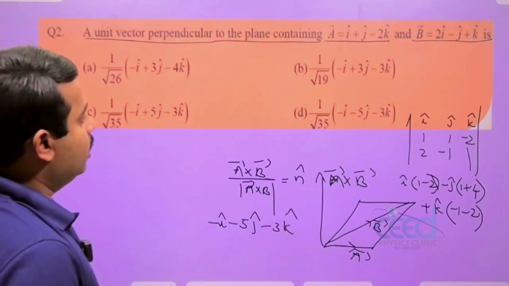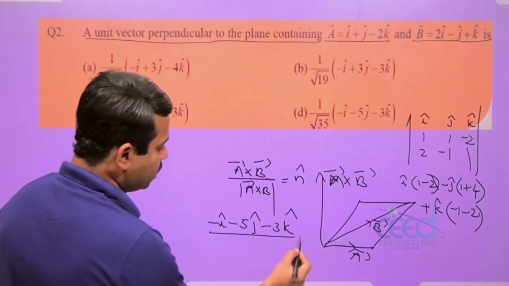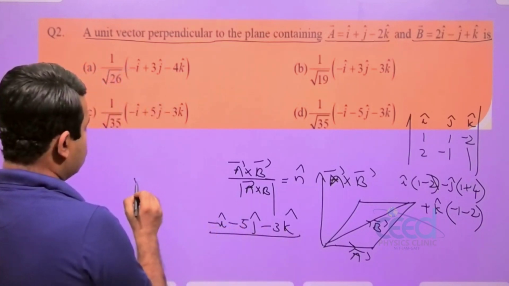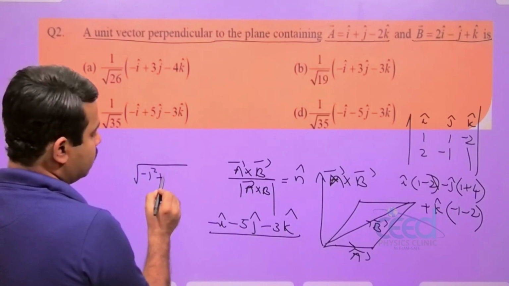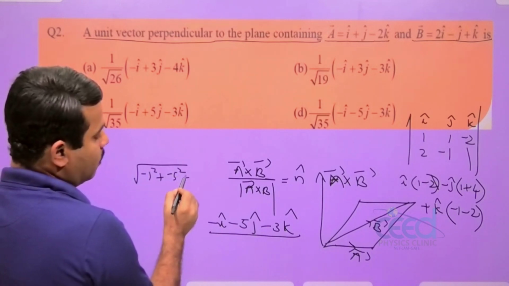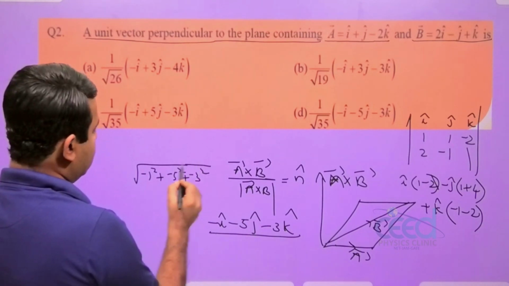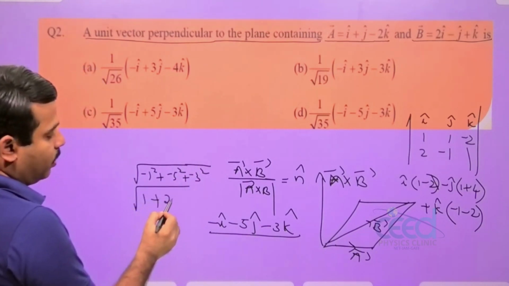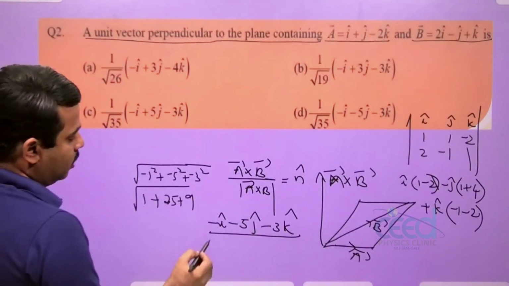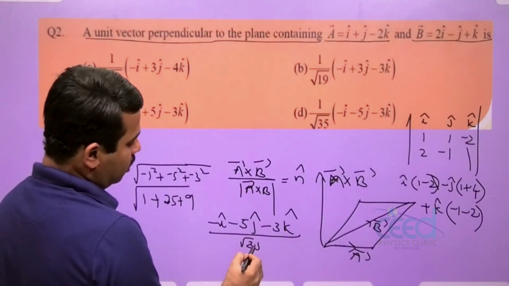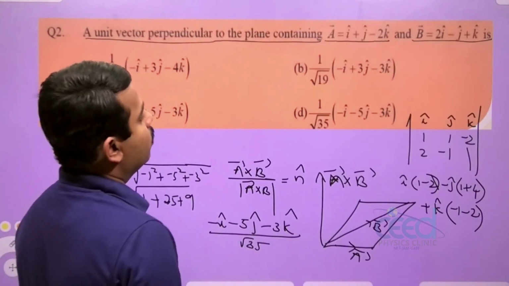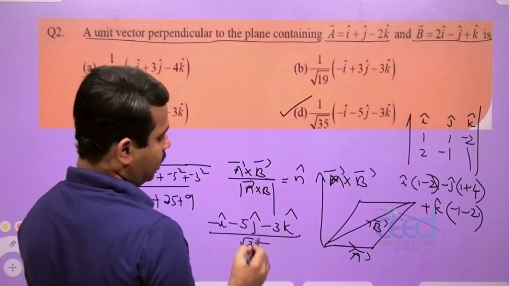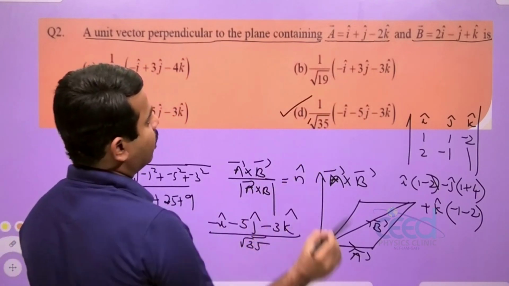Now, the modulus of this is the square root of (minus 1) square plus (minus 5) square plus (minus 3) square, that is the square root of 1 plus 25 plus 9, that is root 35. So, which is the option? Option D is correct: minus i cap minus 5j cap minus 3k cap over root 35.